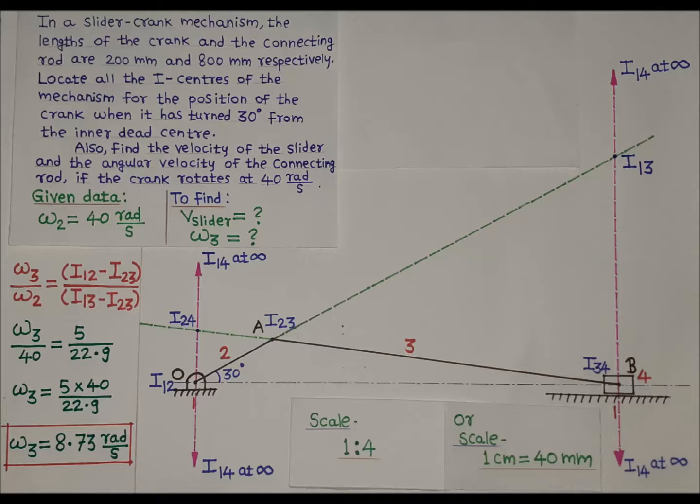Therefore, omega 3 is equal to 5 into 40 divided by 22.9. It implies that if we go for this calculation, we will get omega 3 equal to 8.73 radians per second.